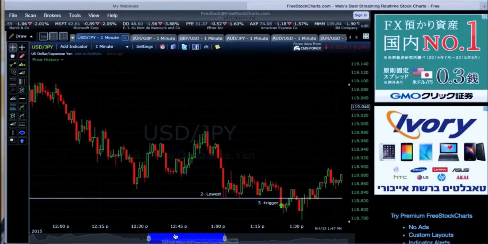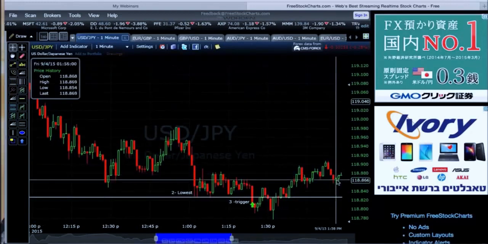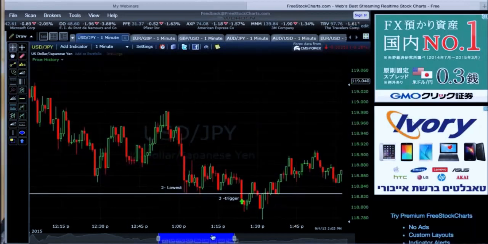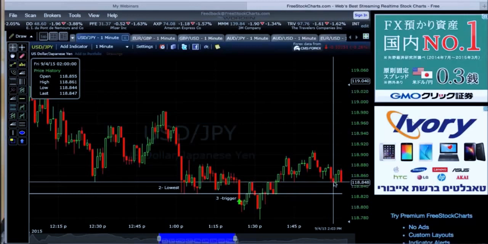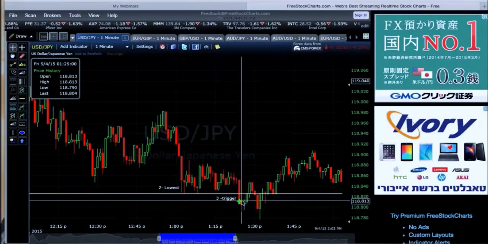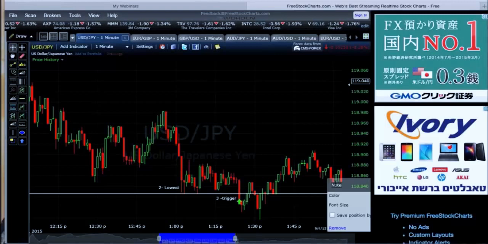And of course, as expected, it ended up here, 2 p.m. This ended up at 8:48, and our entry point was on this close in the opening of the next candle here at 8:11. So obviously this is our ITM point, in the money trade.